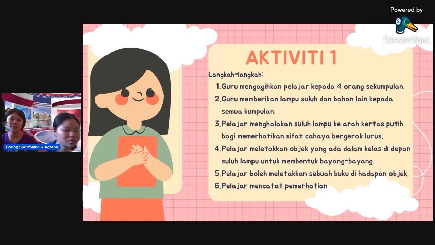Okay, so for the first activity, there are several steps that the students need to do. For the first one, the teacher first needs to separate the students into groups of 4 persons. Second, the teacher gives the students the torchlight and the other materials. Third, the students point the torchlight towards the white paper to observe the property that light moves in a straight line. Following that, the students put an object that they already have in the class, for example stationery, in front of the torchlight to see the formation of the shadow. After that, students can put another book in front of the object and the shadow will change. The changes of the shadow will be recorded by the students on the paper provided by the teacher.